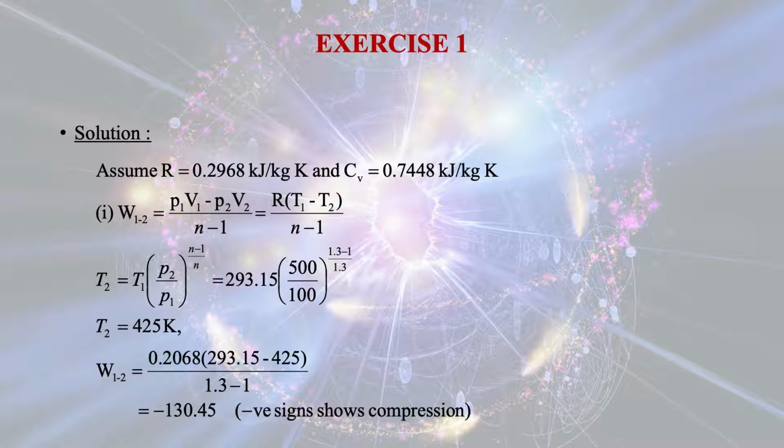Now the work done from state 1 to state 2, the expression is already given, that is R times (T1 minus T2) divided by (n minus 1). So put the values of T1, T2, n and R and find out the value of W12. Here one very interesting result has come: a negative value. Negative work means the work is done onto the system. So the negative sign shows it is a compression process. So we have calculated the work done for this system.